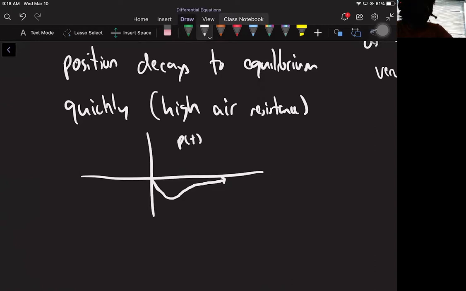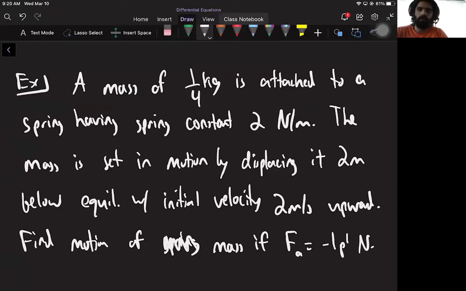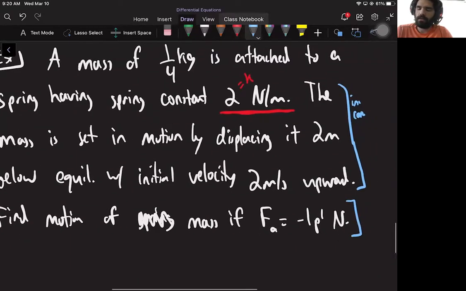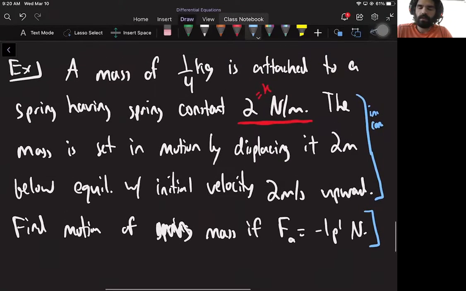Okay, good. So then let's do another one. So let me pause while I write it down to save some time. Okay, so here is the problem. A mass of 1/4 kilogram is attached to a spring having spring constant 2 newtons per meter. So here, obviously I got lazy, and we're not going to have to use Hooke's law. We're just going to immediately know that this is K. And then we set it in motion in these ways, and so that's going to be the initial conditions. And here is the air resistance. Okay, so let's get started.